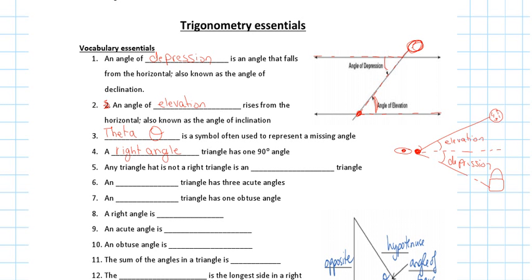Any triangle that is not a right angle triangle is an oblique triangle. So the name for the non-right angle triangle is an oblique triangle. Now, under the oblique triangle, there's two types of triangles. You either have the acute triangles, where all your angles are acute angles.